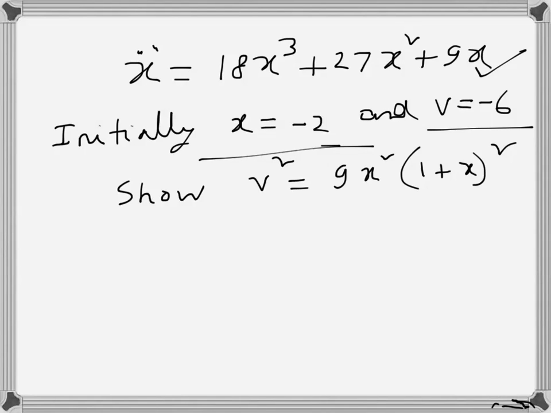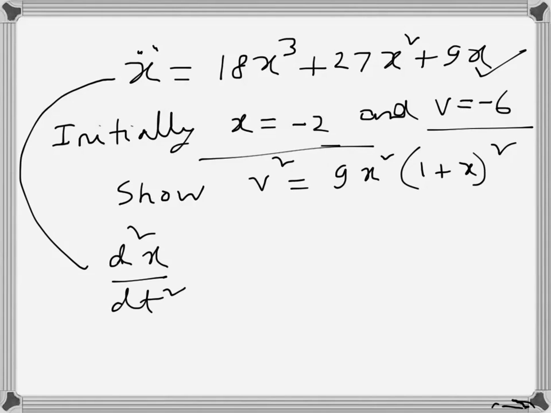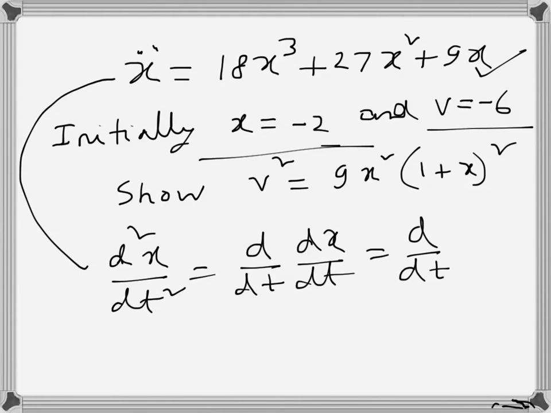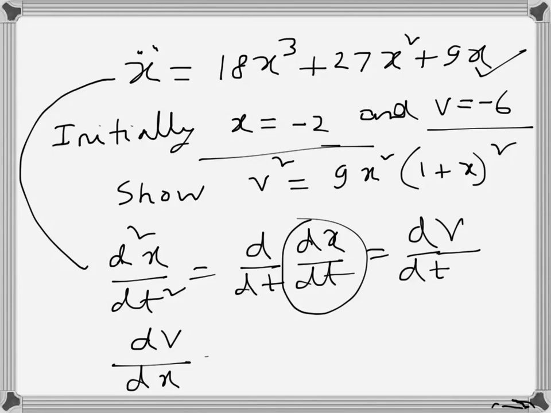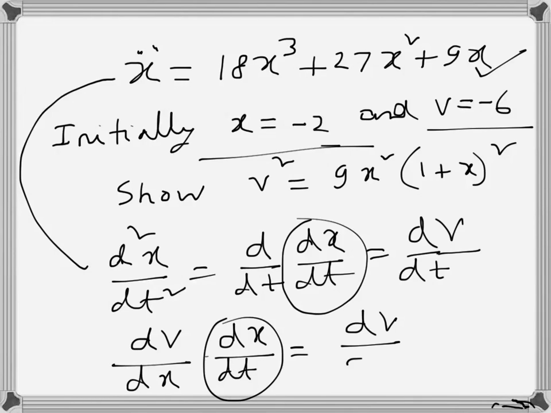So this is acceleration, that means d squared x over dt squared, we can write it like this, d over dt of dx over dt, or it can be written like that because this one is v, so dv over dt. Now we need to bring dx in, so we can write it this way, dv over dx times dx over dt. So dx over dt is again v, so this is dv over dx times v.